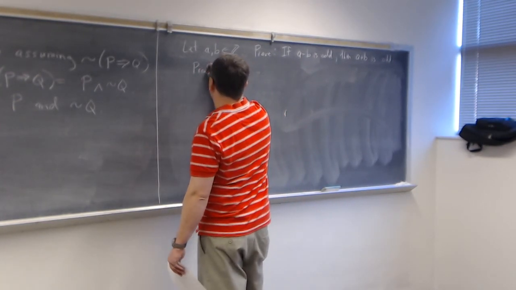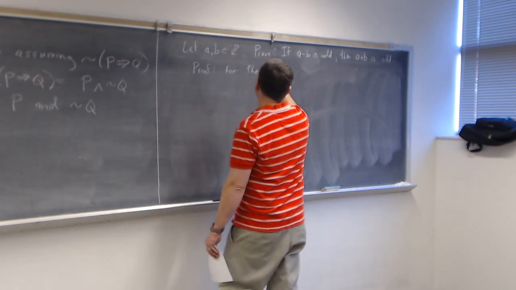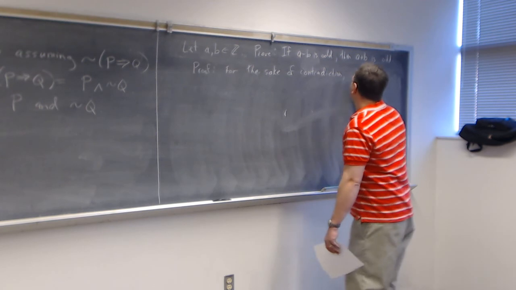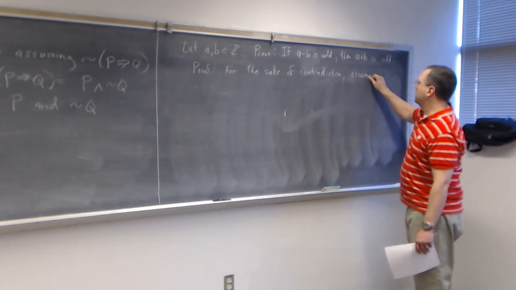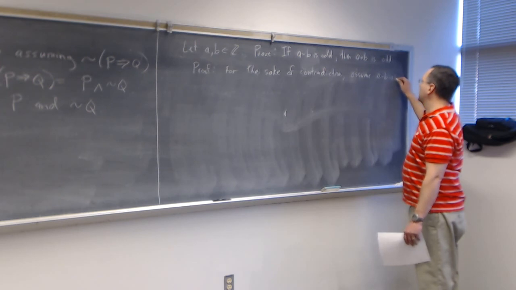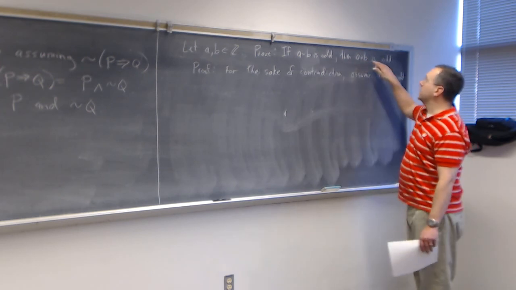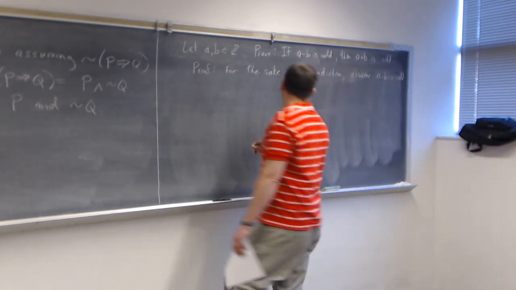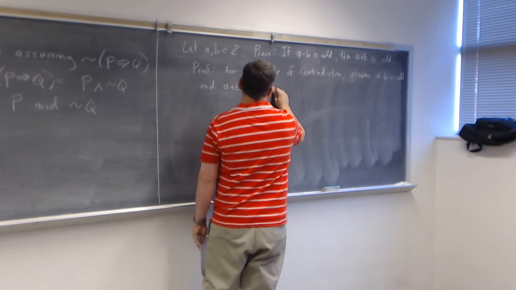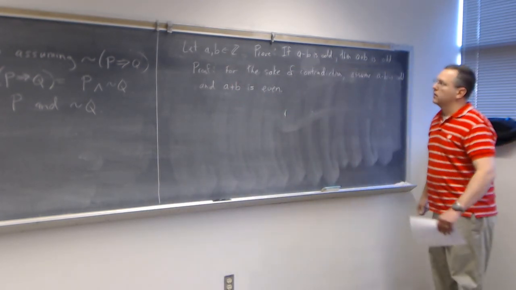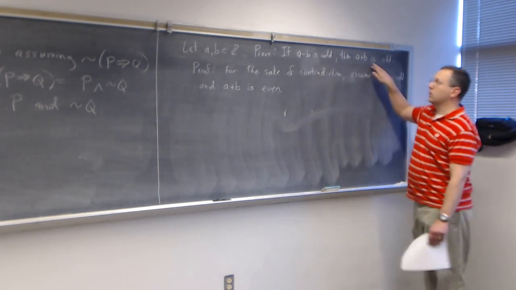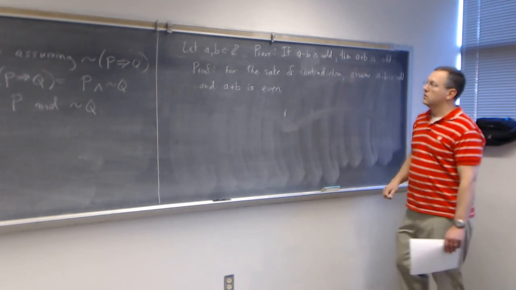Okay, so proof. For the sake of contradiction, assume what? A minus B is odd, P, and not Q: A plus B is not odd. Okay? So for the sake of contradiction, assume A minus B is odd and A plus B is not odd. Alright, so that's P and not Q. Any question? P and not Q, that's equivalent to the negation of this statement.